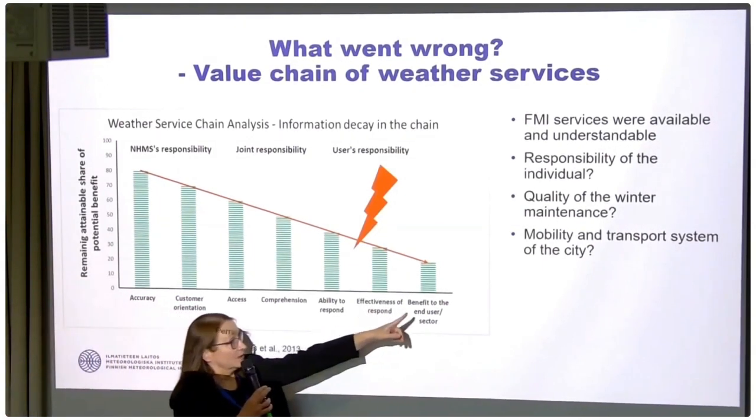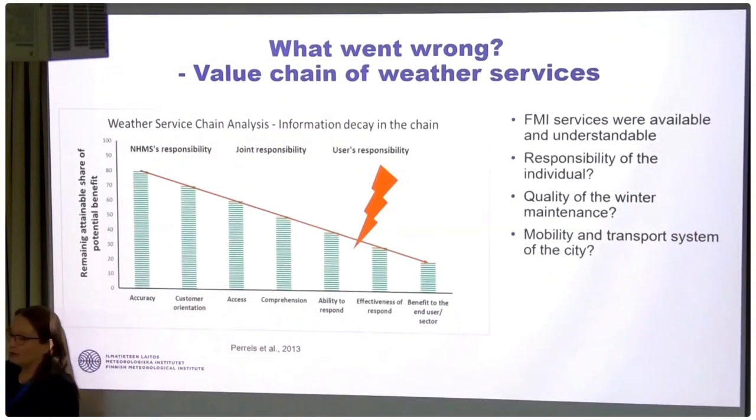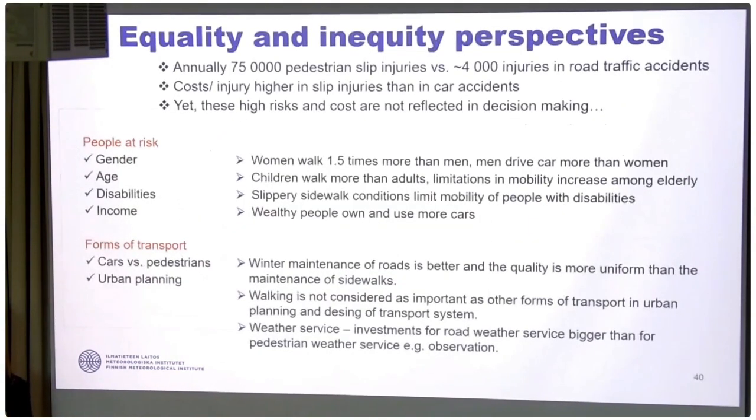But then comes the issue of what we are talking about in equity: the quality of winter maintenance and, in general, the transport system of the city. If we compare the efforts, in Finland we have about 75,000 pedestrian slip injuries each year, and compared to road traffic accidents, about 4,000 people get injured in road traffic accidents. So the numbers are quite shocking, aren't they? And the slipping injury costs for society are higher than in car traffic accidents, because these wrist fractures are very difficult to treat, leading to long sick leaves, etc.